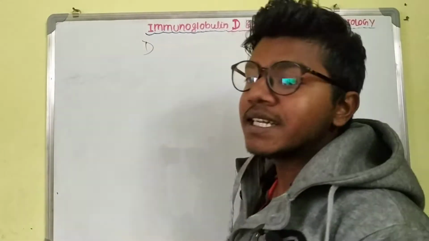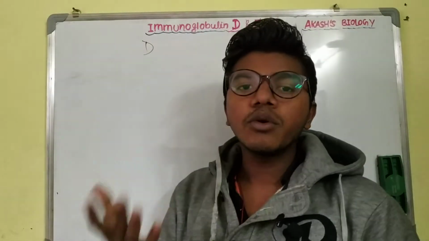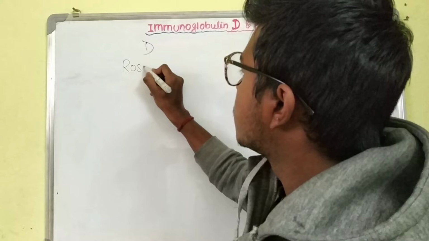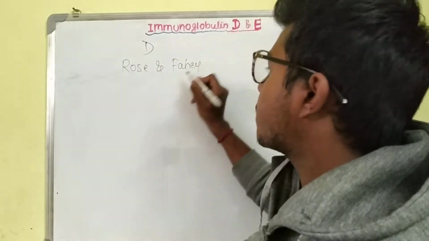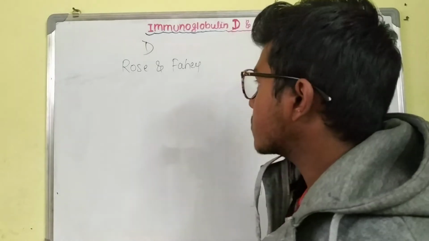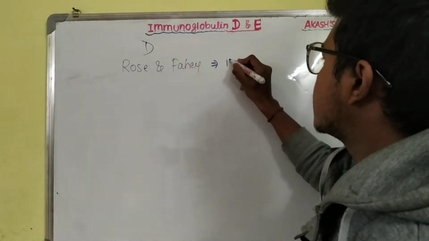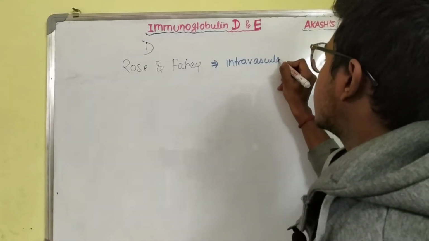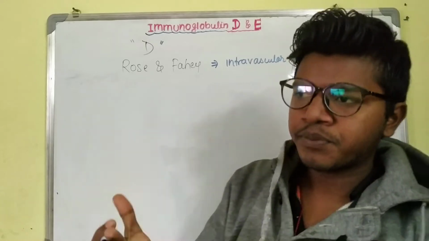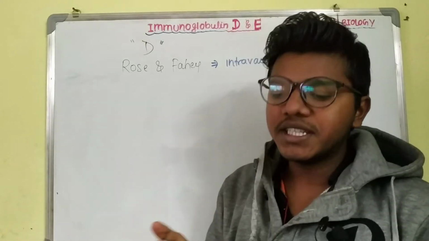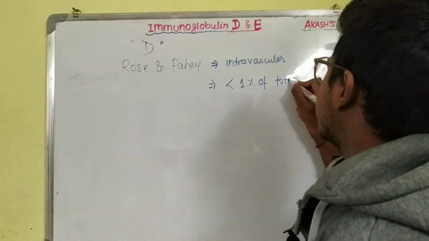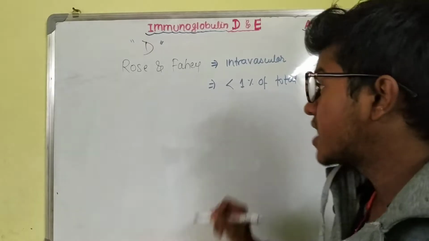In immunoglobulin D, first of all going on to the discovery, the persons who discovered it: immunoglobulin D was discovered by Rose and Fahey. These biologists first extracted and found immunoglobulin D. It is mainly intravascular, which means it is found only in the blood, not in the tissues. This immunoglobulin is very much less present in our body; its concentration in serum is less than 1% of the total immunoglobulins present in our body.